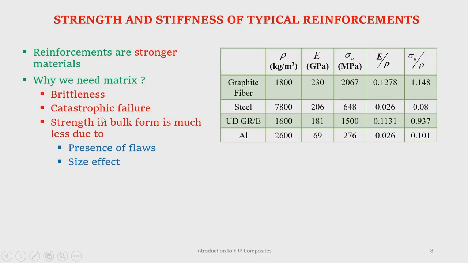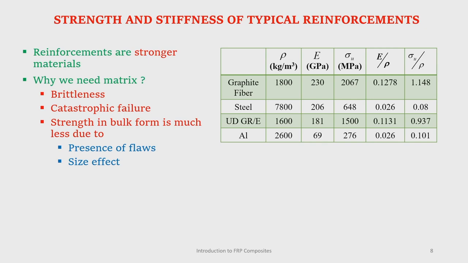Now, let us talk about some of the typical reinforcements. As we have discussed, there are different types of reinforcement. It could be fibers, it could be particles. So, for example, in this table we have shown graphite fiber. As we have understood, the reinforcements are usually far stronger and stiffer compared to the matrix. If you look at this table, the graphite fiber has a Young's modulus of 230 gigapascal, and if we compare this with steel, which has a Young's modulus of the order of 200 gigapascal, they are more or less of the same order.